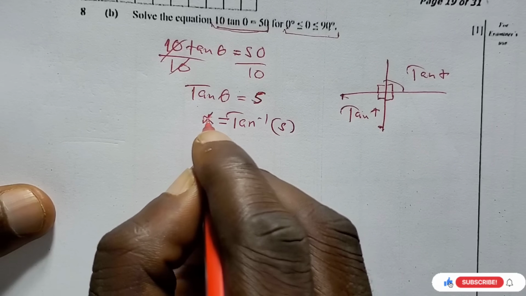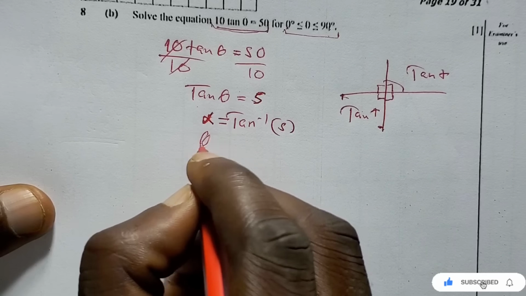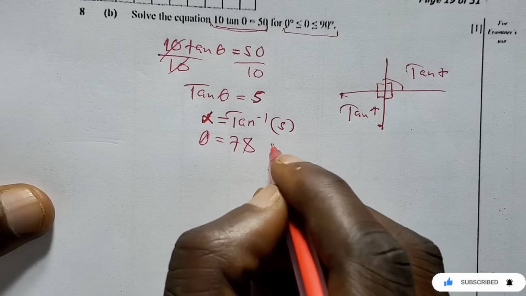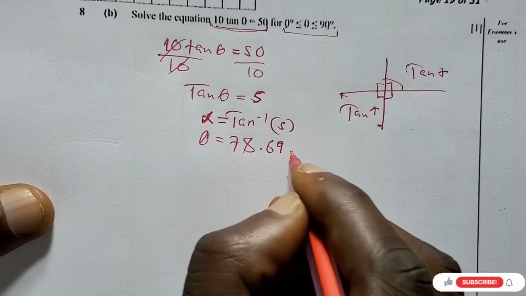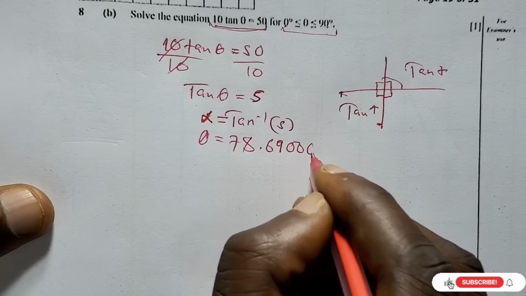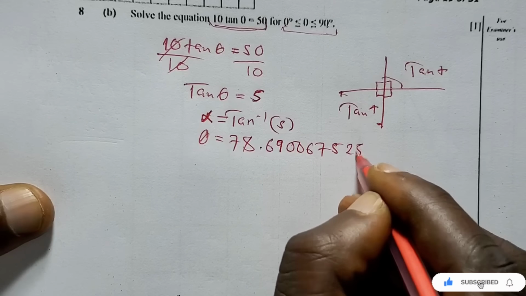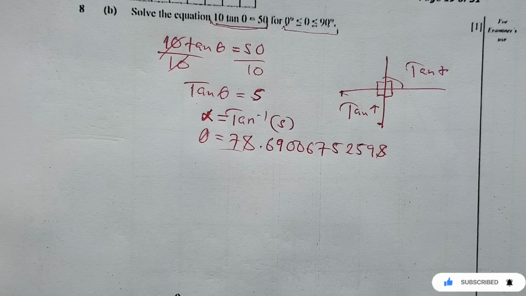So this is the reference angle, and the reference angle alpha happens to be our angle, which is the theta. It is giving me 78.6900675259. Okay, this is an angle. And the degree of accuracy is not specified.